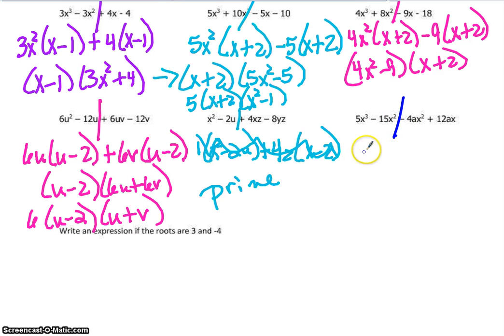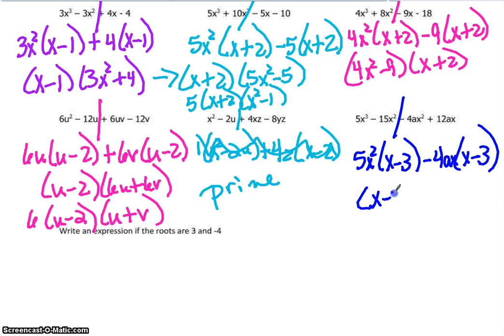Split it in half. They both divide by 5. They both have x squared. Leaves me x minus 3. Minus, they both divide by 4. They both have an a and an x. Leaves me x, change your sign because that was a minus 3. So we have x minus 3 and we have 5x squared minus 4ax.